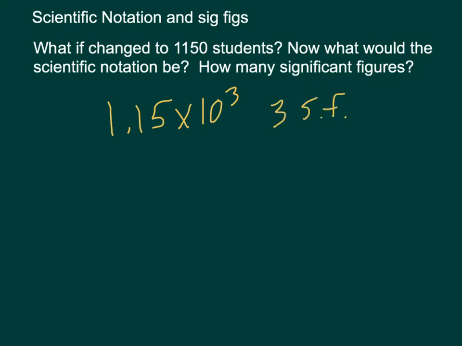If you knew, however, that every student was counted, previously it was 1,151, we lost 1, we're at 1,150, then you could use that 0: 1.150 times 10 to the third. And if we remember, zeros to the right of the decimal, if the number is greater than 1, count as significant figures. So this now has 4 significant figures. And assuming they were counting every student, this would probably be a better representation.